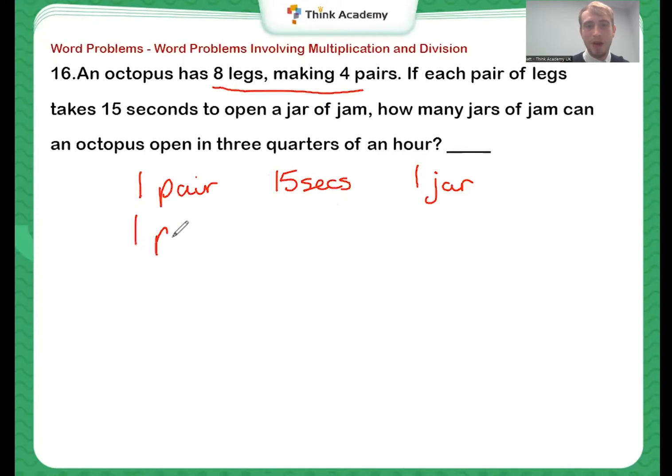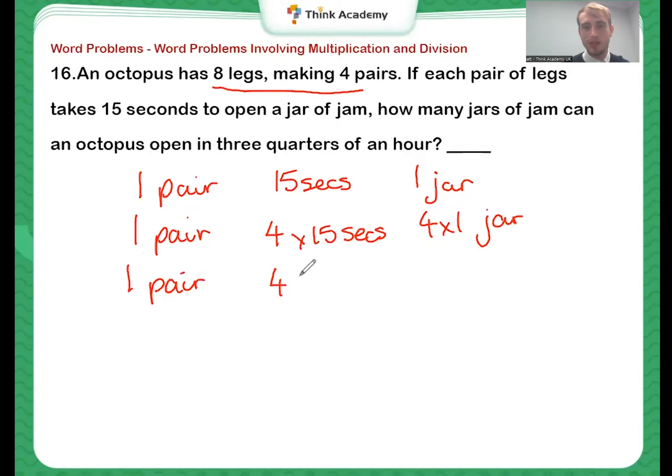So first, let's think about how many jars one pair can make in 1 minute. So 1 minute is 4 times 15 seconds. So that means it's going to make 4 jars, 1 times 4, because it's 4 times the amount of time, and every 15 seconds it makes 1 jar. So that represents 1 minute. So how many jars can one pair of legs make in 45 minutes? That's 45 times as long. So it's going to be 4 times 45, which is equal to 180 jars.